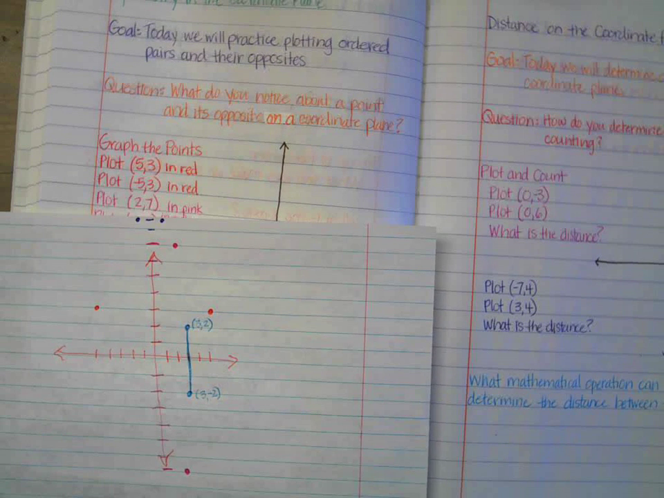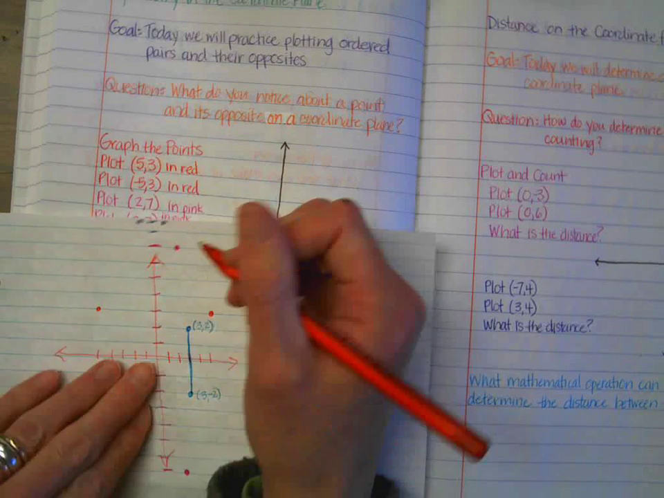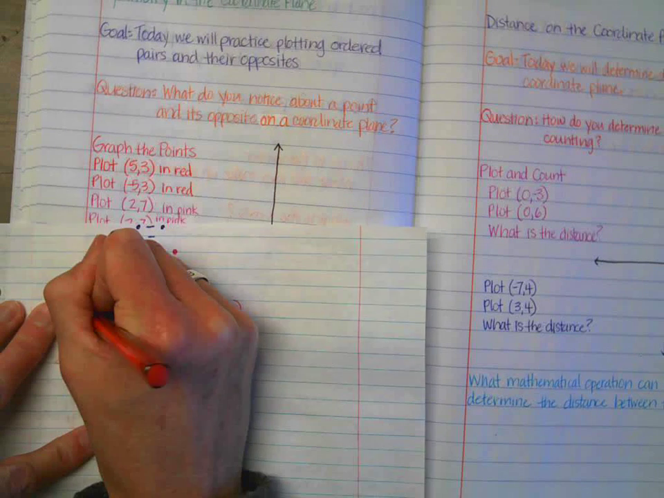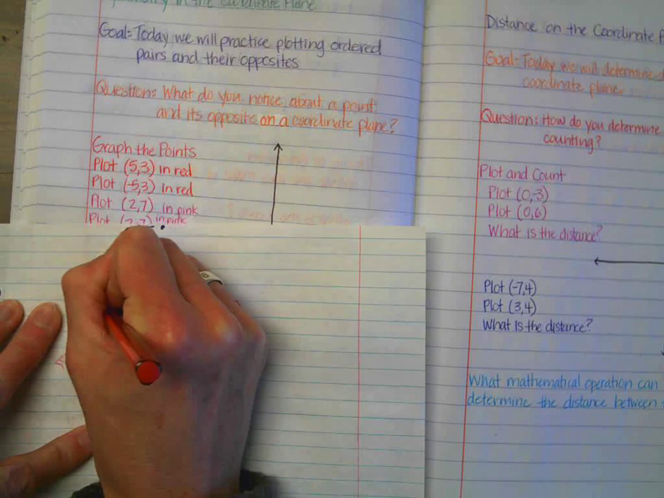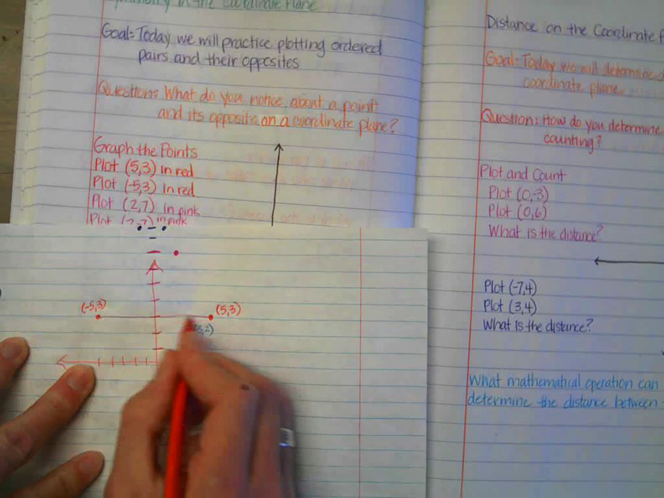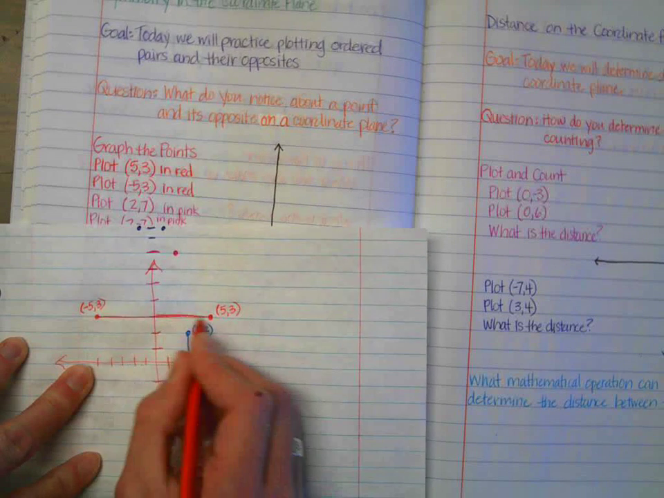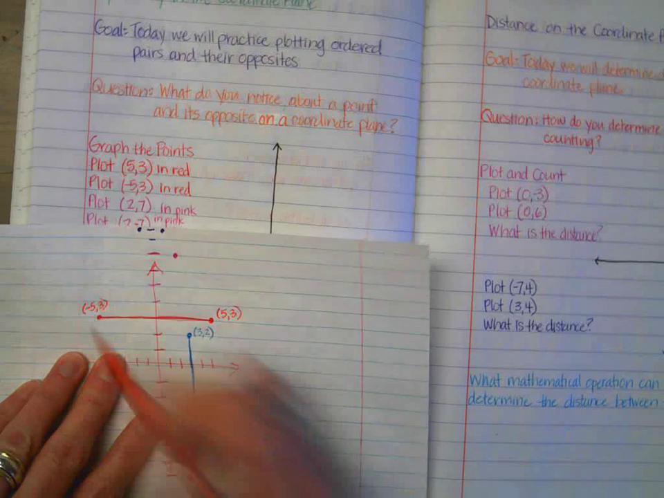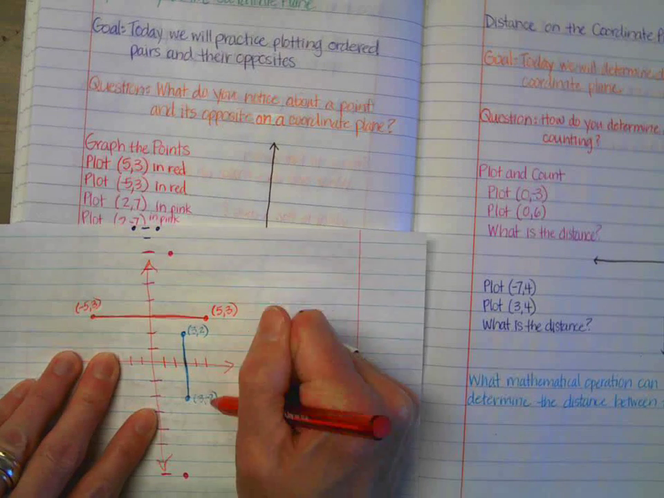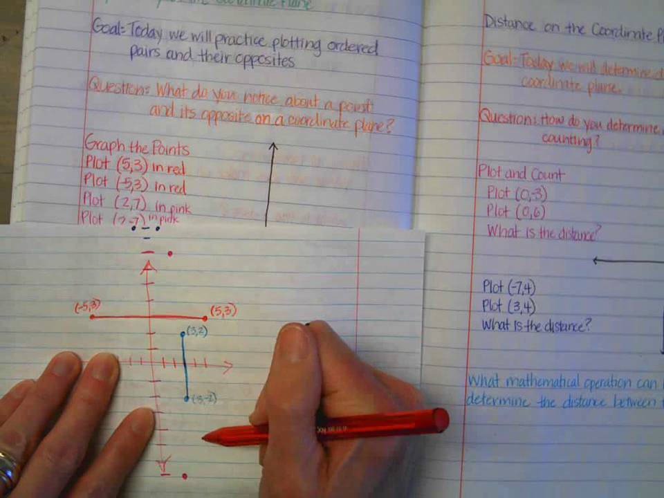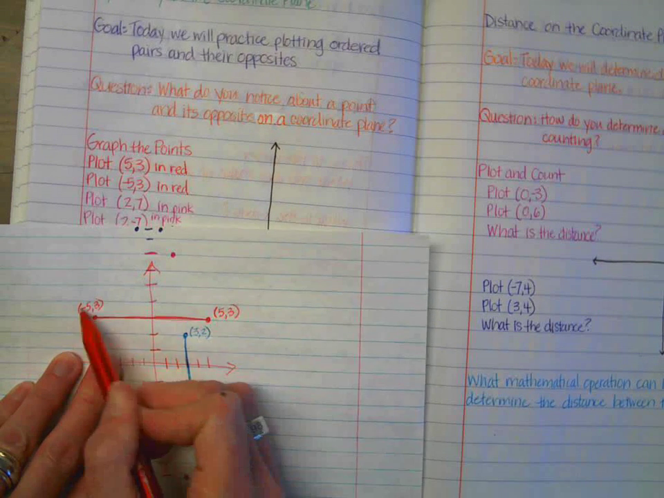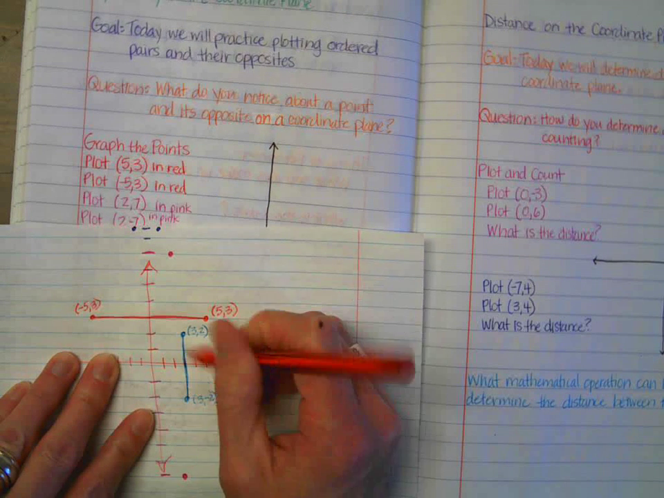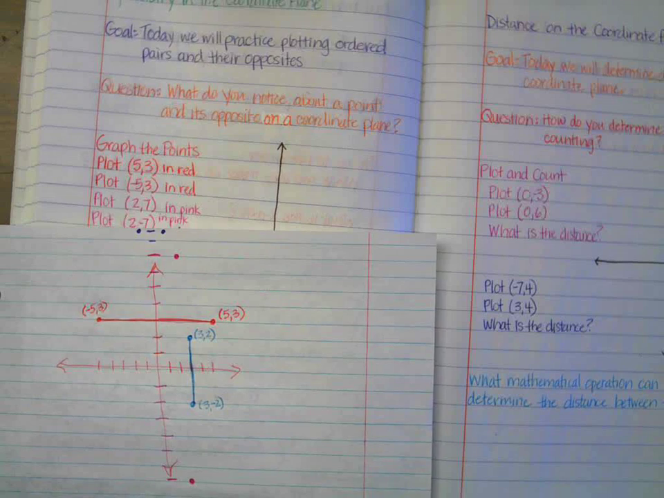Now let's go back to the red for a minute. This one was 5, 3, and this one is -5, 3. Look at what kind of line gets formed with that one. Interesting. When the x values are opposite, it's a horizontal line. When the y values are opposite, it's a vertical line. I hope you guys are seeing that.